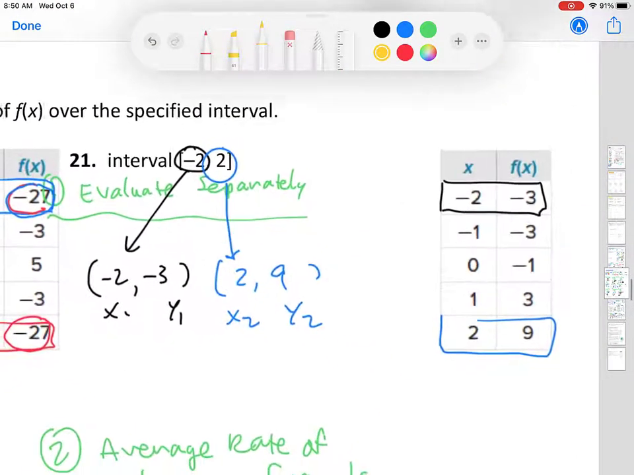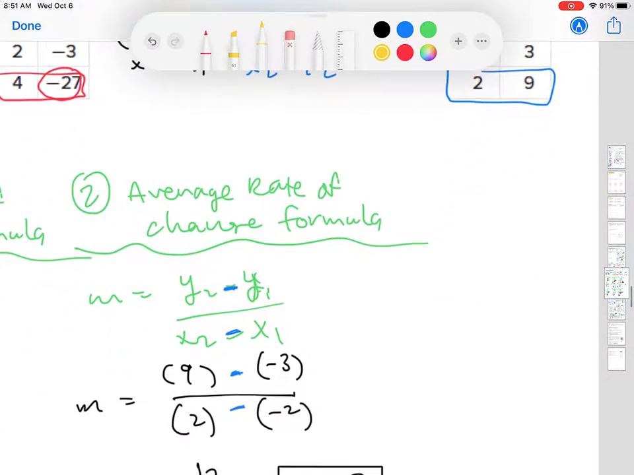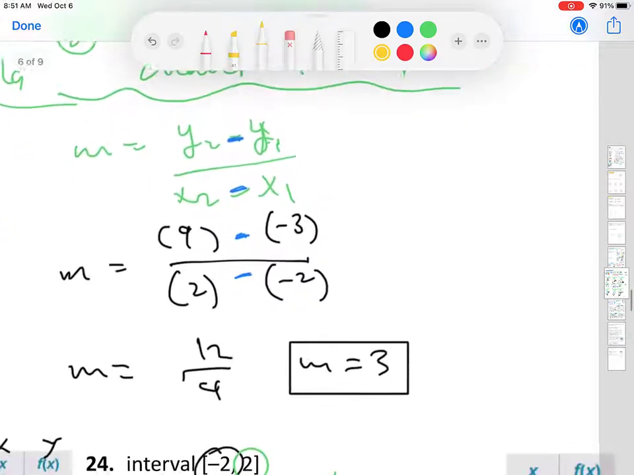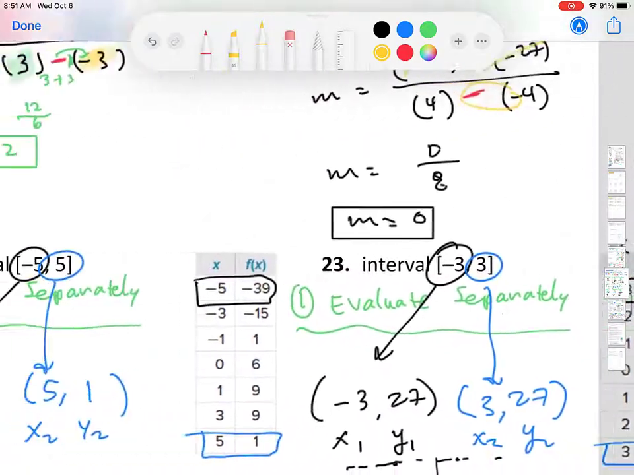And then a little more quickly, number 21, left side of the interval, -2 in black here, becomes the x1 of my order pair. And you look on your chart, that's -3. And then the right side of the interval is 2 in blue. Look on the chart, you get 9, so that's my 2 order pairs. Always write down the formula, substitute it in, simplify, and you'll get a slope of 3.